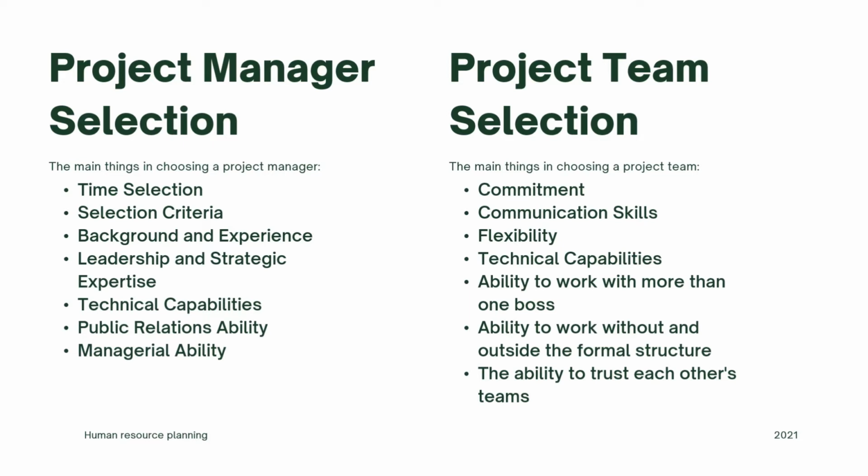And then the selection criteria also. This will lead to the background and experience here. So for example, if your industry is food and beverage, sometimes you need a project manager who knows about the food and beverage industry. But sometimes it's okay if you choose another industry experience or background, but still you need to know your selection criteria first.